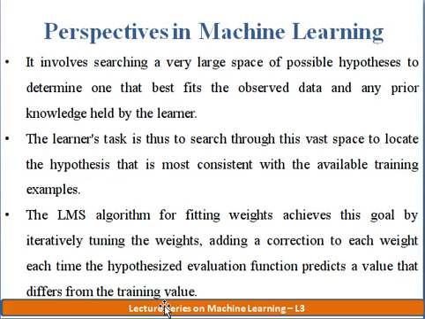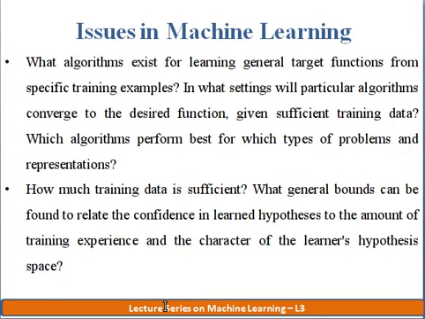The LMS algorithm for fitting weights achieves this goal by iteratively tuning the weights, adding a correction to each weight each time the hypothesized evaluation function predicts a value that differs from the training value. This algorithm, that is the LMS algorithm, works well when the hypothesis representation considered by the learner defines a continuously parameterized space of potential hypotheses. So then next is what are the different issues or challenges faced in machine learning.